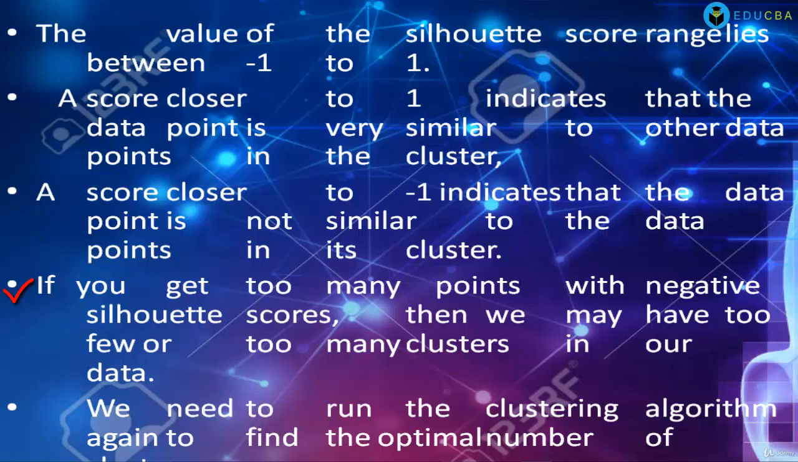Now if you get too many points with negative Silhouette scores, then we may have too few, or too many, clusters in our data, because our data points are not related to the data points in their own cluster. In that case you will get negative Silhouette scores. So for getting the optimal number of clusters, we need to run the clustering algorithm again. If we are getting negative scores, then we have to run our algorithm again to find the optimal number of clusters.